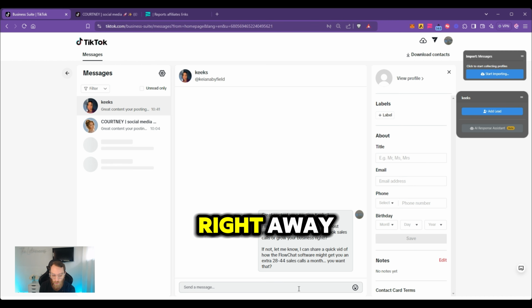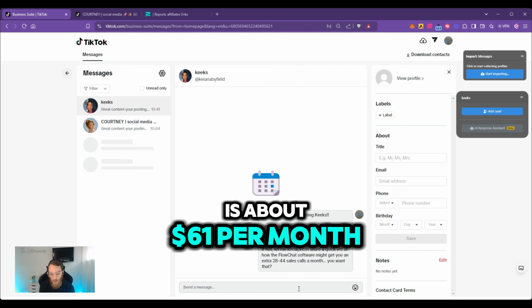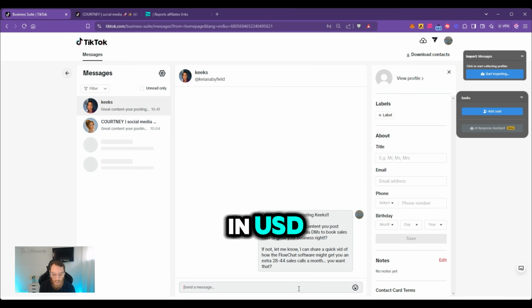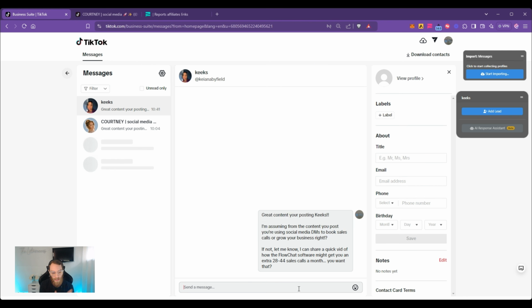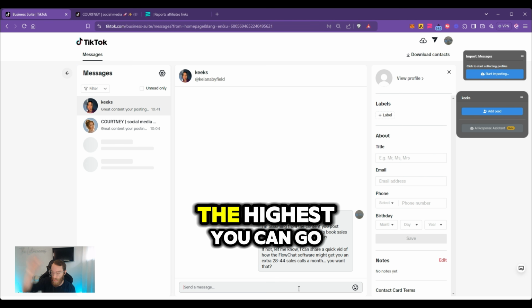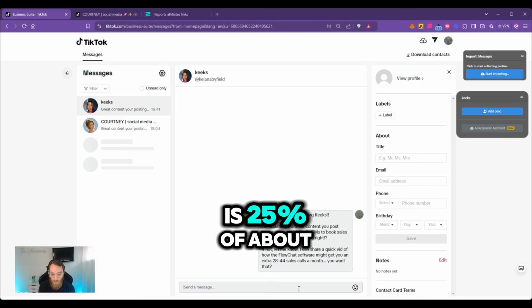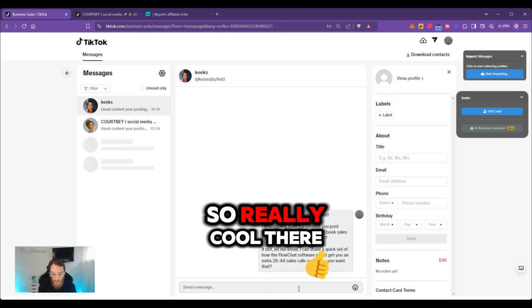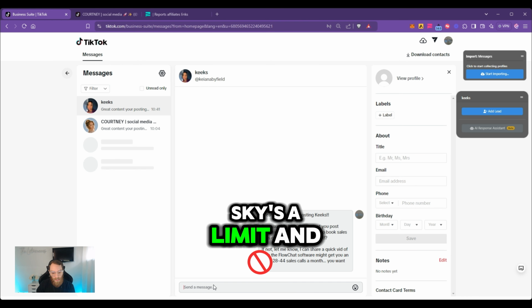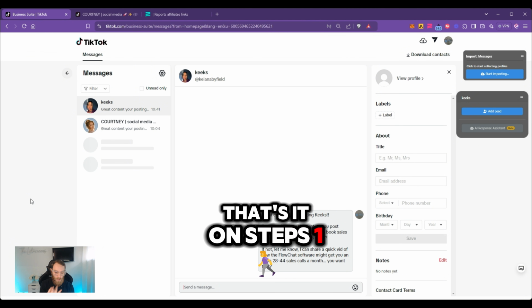And guess what? If Keeks purchases right away, the lowest you'll get is about $61 per month in USD commissions, lifetime, as long as Keeks keeps paying. And from the other side, the highest you can go is 25% of about a $9,000 deal on an annual white label plan. So really cool there. Sky's the limit. And that's it on Steps 1, 2, and 3.